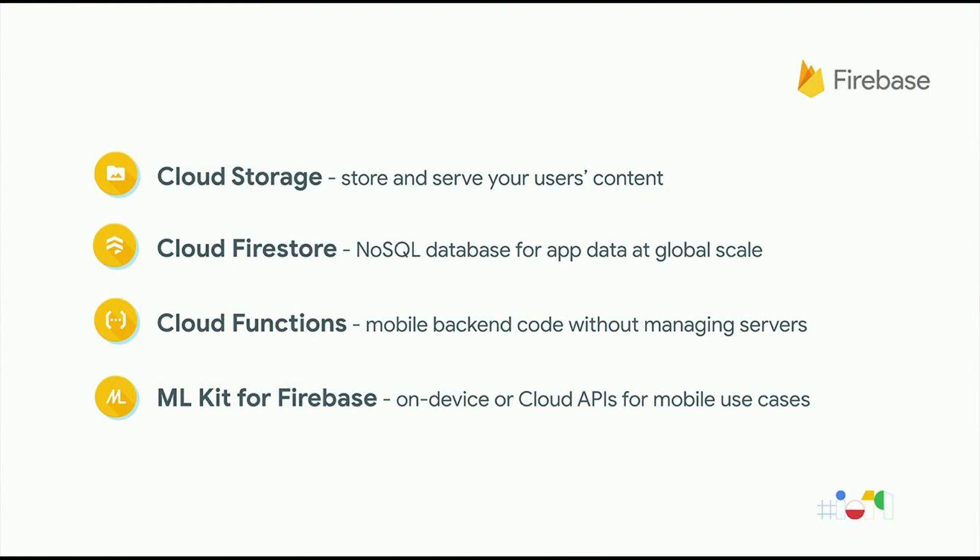Finally, ML Kit for Firebase offers the ability to add machine learning features to your apps using APIs that run either in the cloud or on device. So this includes text recognition, face detection, barcode scanning, image labeling, and as announced at the technical keynote yesterday, we now have also something called AutoML Vision Edge, as well as on-device translation.